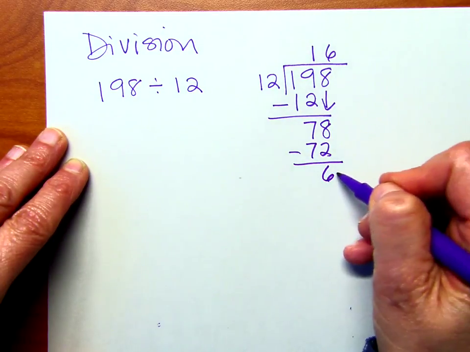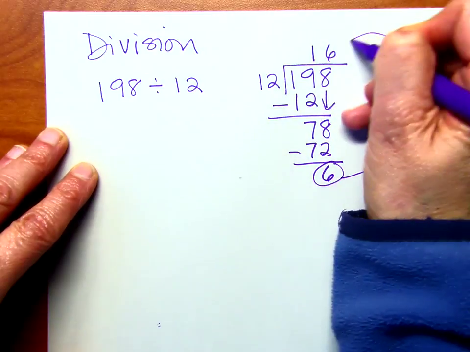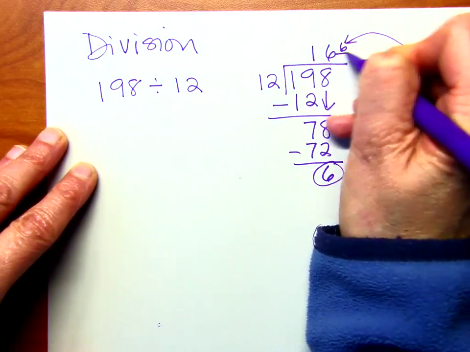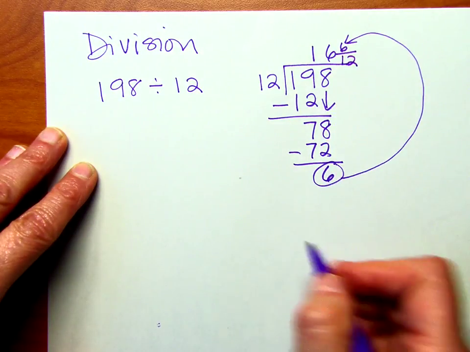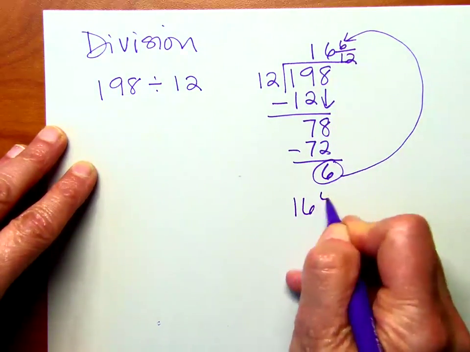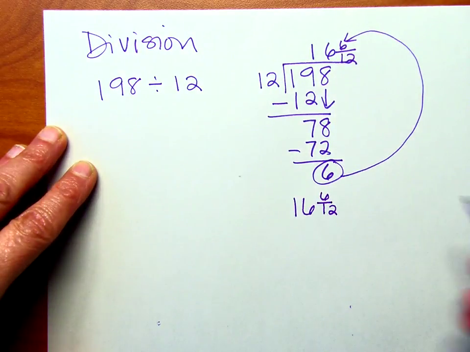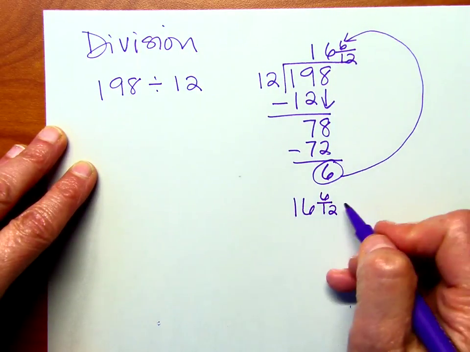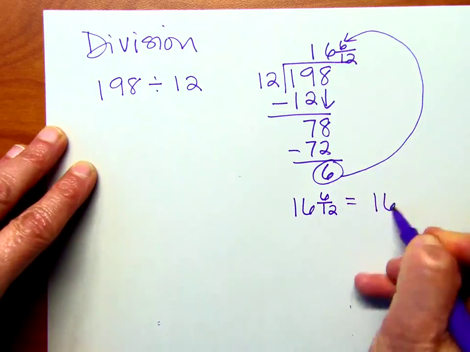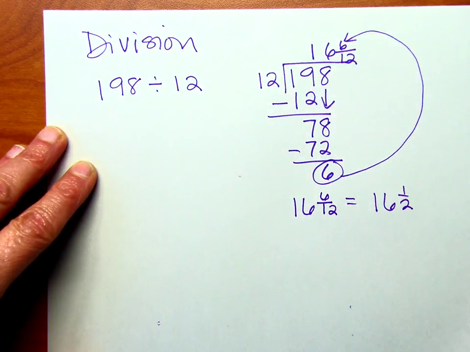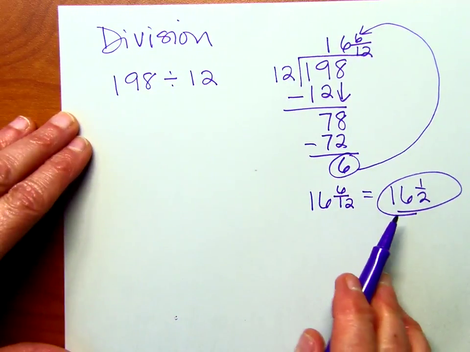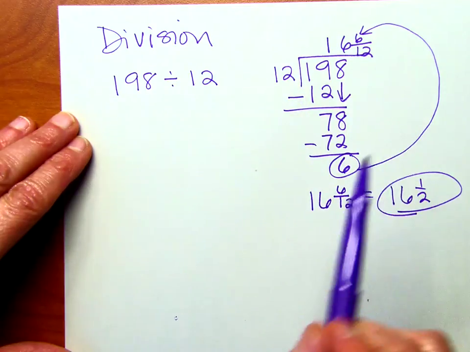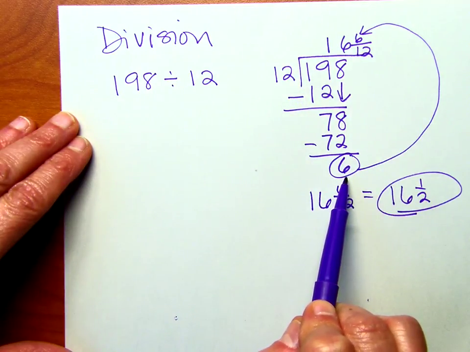Now previously we would take this 6 and bring it up, and then that would become our numerator, and the divisor would be our denominator. Now we could reduce 16 and 6/12 because 6 goes evenly into 12, so that would become 16 and 1/2. But let's go ahead and work this same problem. Instead of making that 6 into a fraction, let's change it into a decimal.